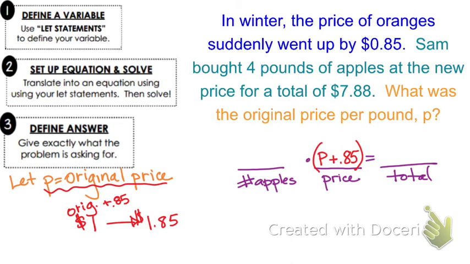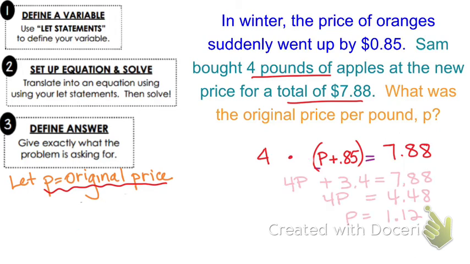Now I am going to be buying 4 pounds of apples, and the total is $7.88. So this would be my equation to solve. So when I distribute that 4 and then move things around to get P by itself, I see that P is 1.12. So if I go back to the question, it says, what was the original price per pound, which is P? So it would be $1.12 per pound.